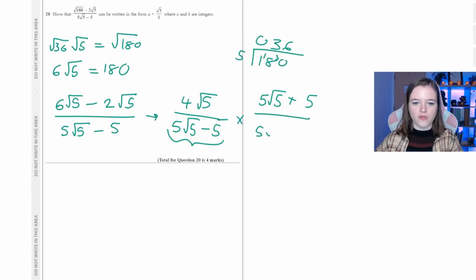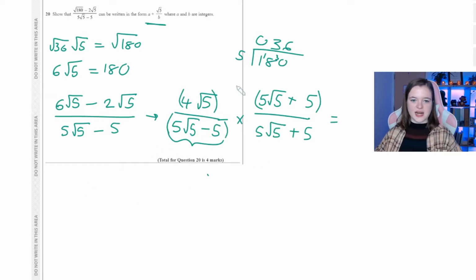Over 5 root 5 plus 5 to make it just 1, right? So not really changing it, just kind of manipulating it. See, we're just a gaslighter, right? We're telling this guy that we're not changing him, but technically we kind of are. Cool. So now I've got this going on.